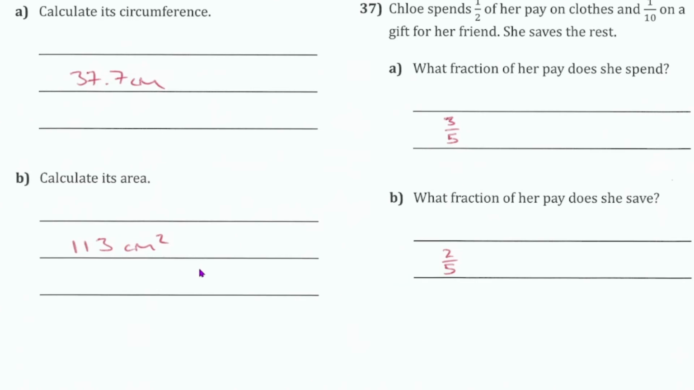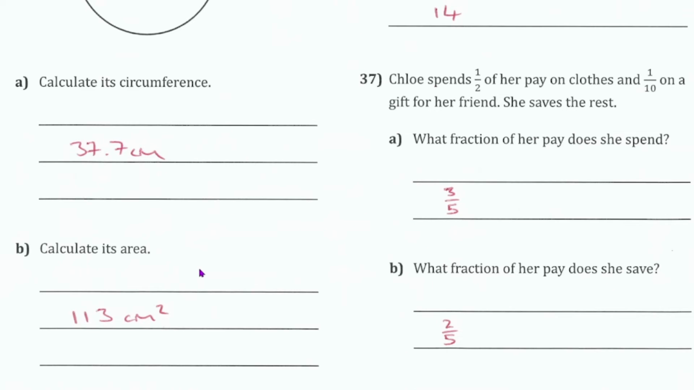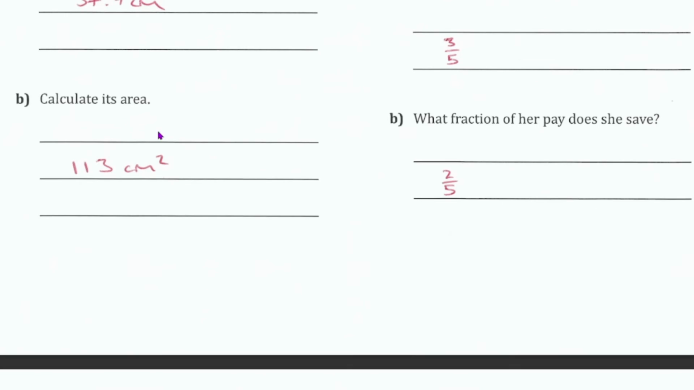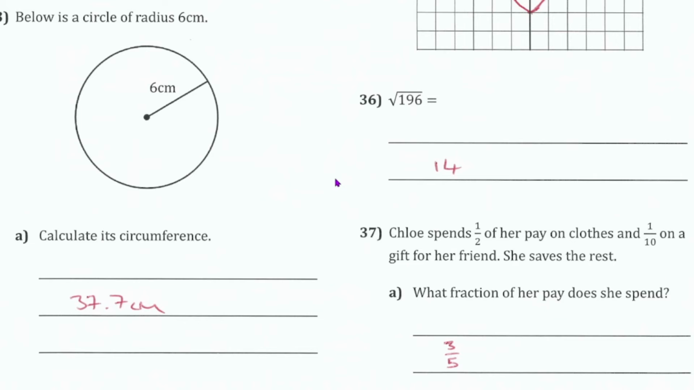Okay. For B, we're doing area, so we're doing the other one, pi r squared. So take the radius, square it, and then multiply it by pi. 6 squared is 36. 36 times pi gets us 113 centimeters squared. Nice.